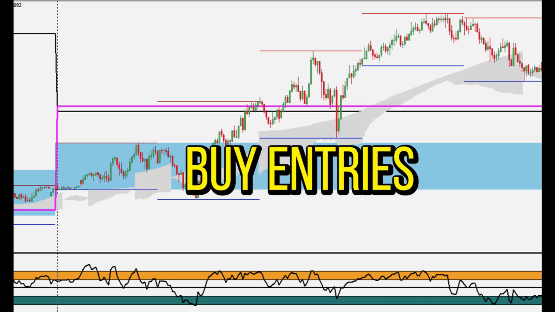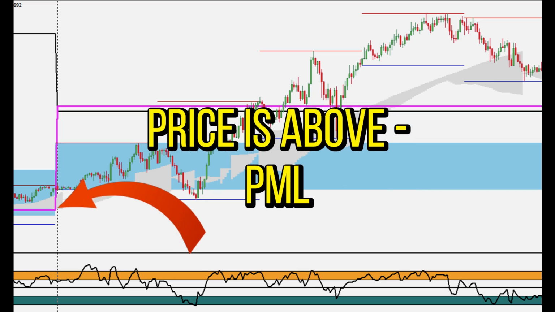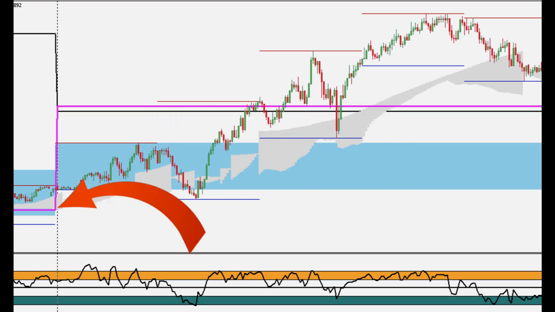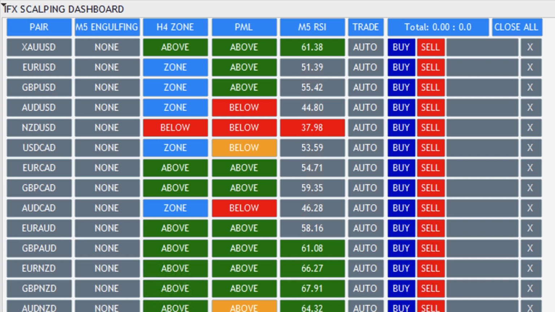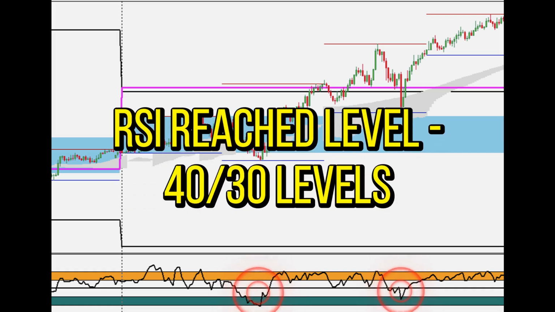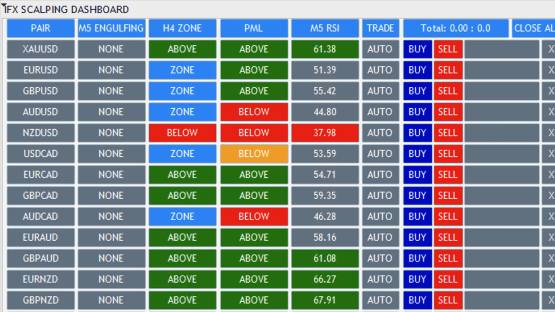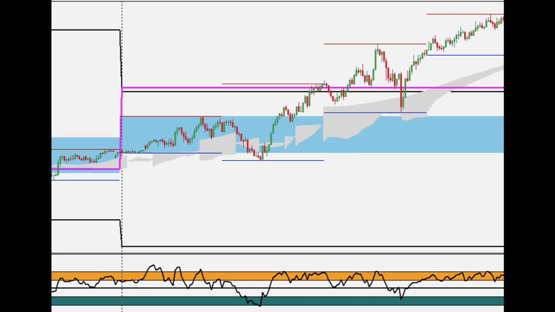To look for a buy entry, start by confirming the price is above the magenta line or prior mid-level PML, which indicates a bullish trend. On the dashboard, this is shown in the PML column indicating above. Next, check the RSI for levels between 40 and 30, signaling a pullback that may offer a buy opportunity. Wait for the RSI alerts using the dashboard's M5 RSI column, or monitor the chart directly.